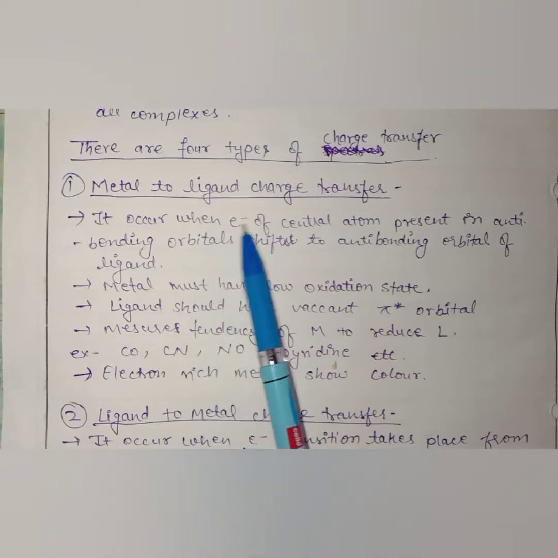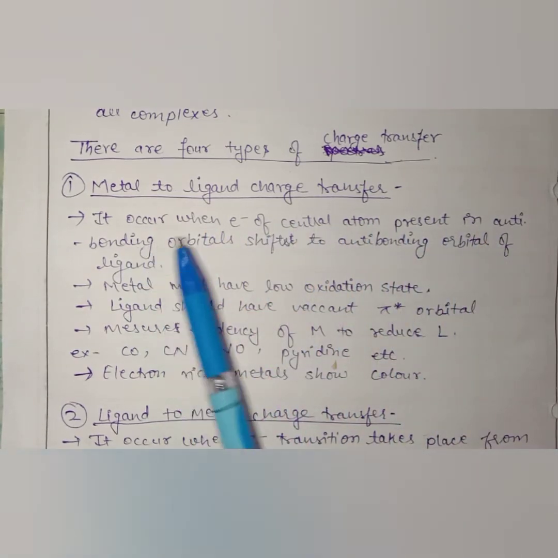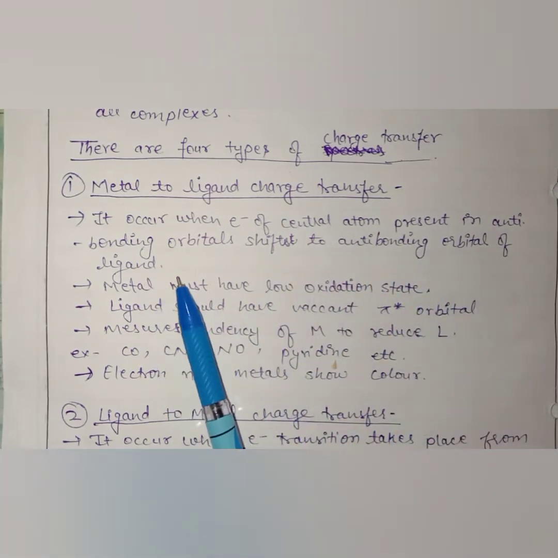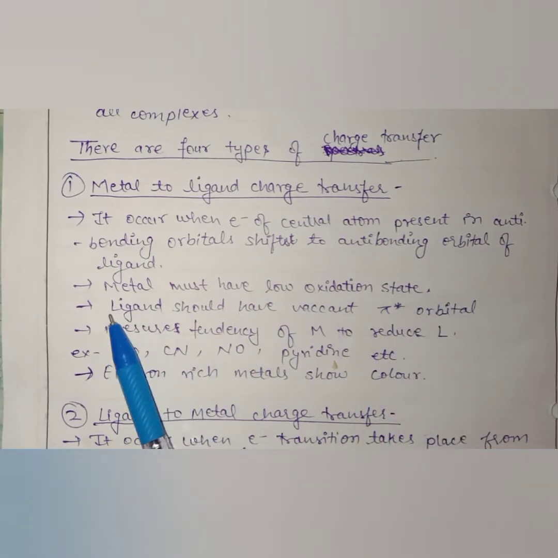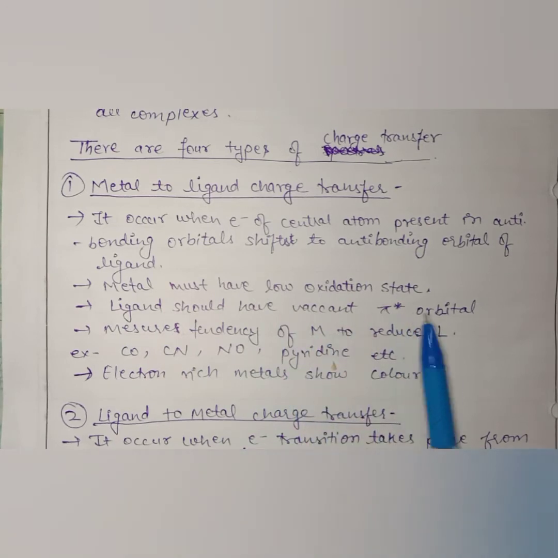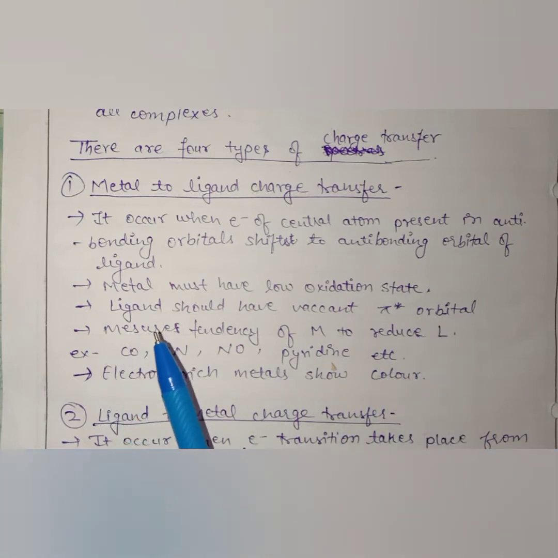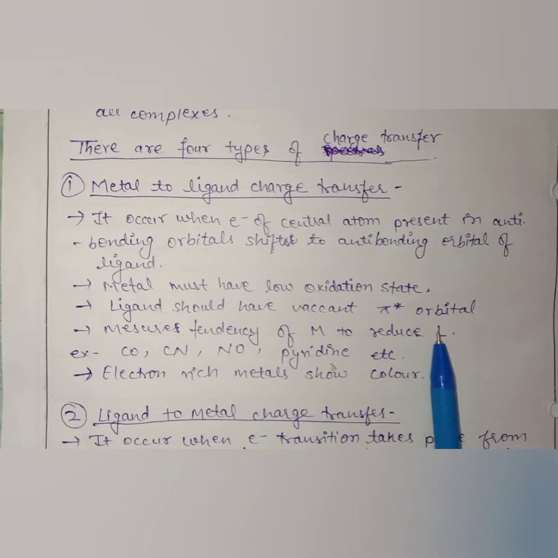It occurs when an electron of the central atom present in an antibonding orbital shifts to the antibonding orbital of the ligand. The metal must have a low oxidation state. That means it should not have a high oxidation state. The ligand should have a vacant pi star orbital so that the electron could shift to its antibonding orbital. It measures the tendency of the metal to reduce the ligand.